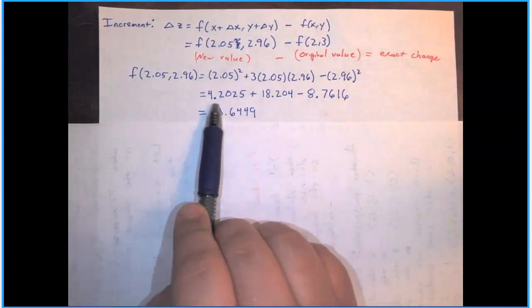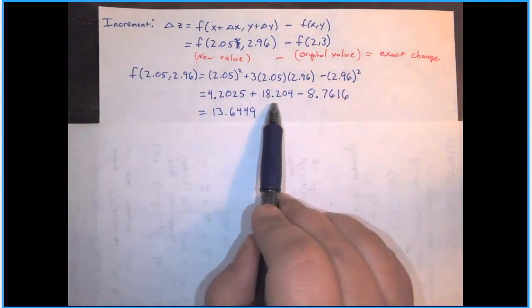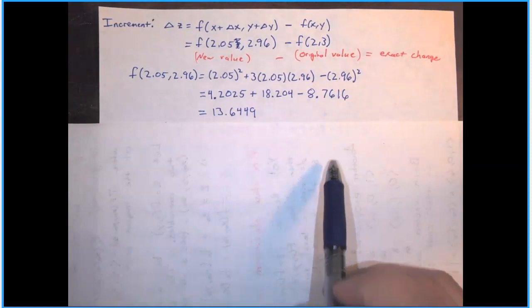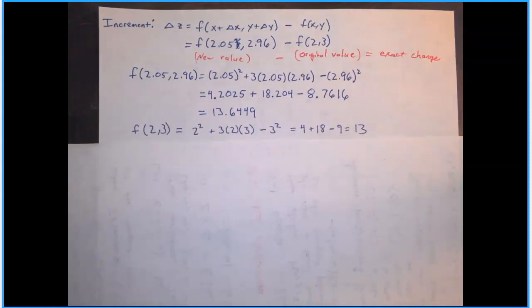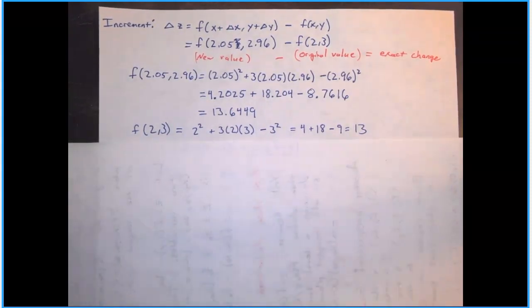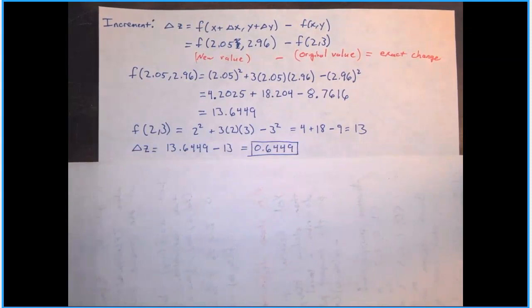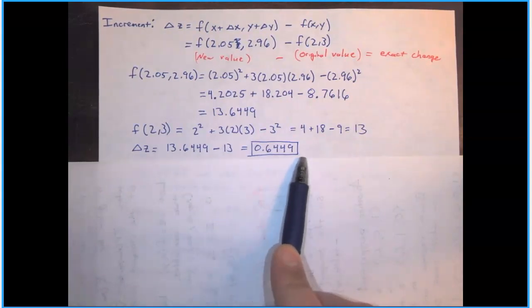So 2.05 squared gives you 4.2025. This product, 3 times 2.05 times 2.96, is 18.204. And then 2.96 squared is 8.7616. So now I just add these two terms, subtract that term. I get 13.6449. So that's the value of my function at the ending point where everything's changed. Now if I go back and find the function value at my original point, that's much easier. It's just 13. So now all I need to do to find the increment is subtract them. So the actual change in my function was 0.6449.